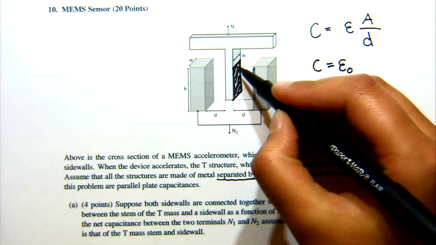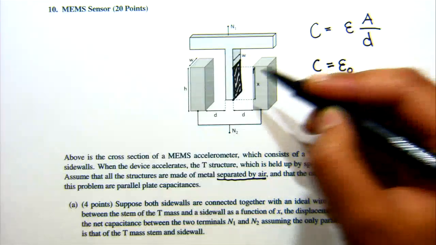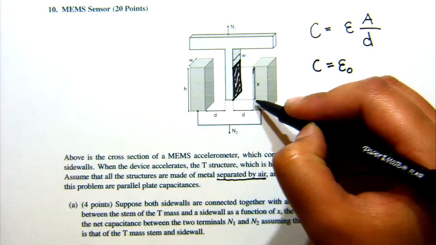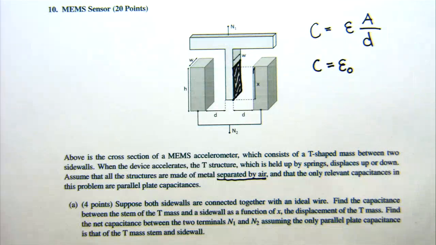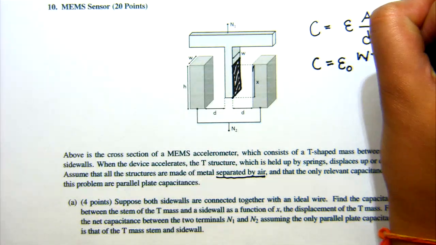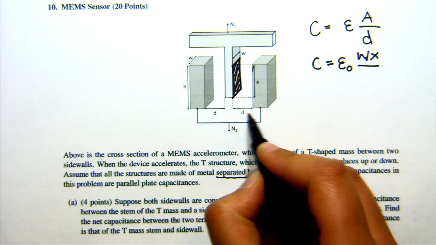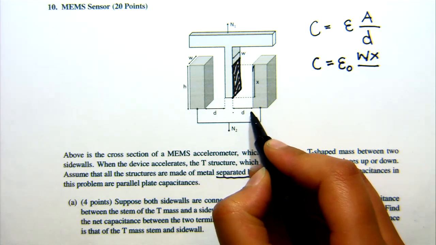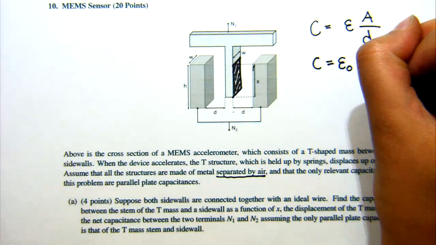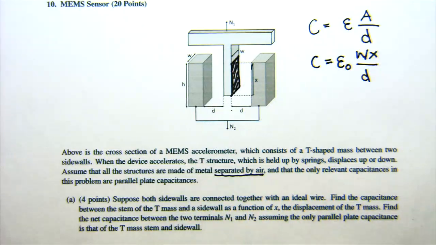And we're told here that the width is W, and this height here we know to be X. So, length times width, this area should be W times X. Then for the distance between the parallel plates, we look right here and see that we're given this distance is D. So ultimately, that's the capacitance between this T-stem and one of the sidewalls.